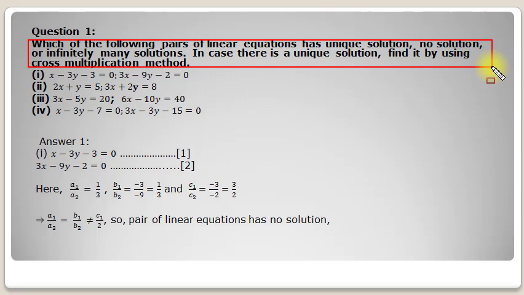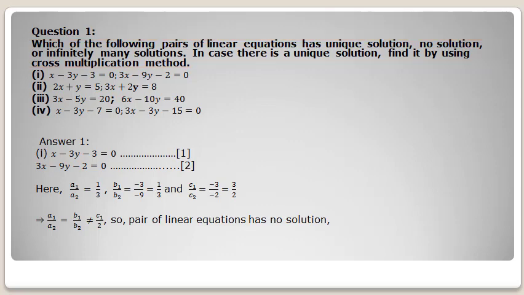In each question, we have to first check which pair of linear equations has a unique solution. If it has a unique solution, then only we can find it by the cross multiplication method. If it has infinitely many solutions or no solutions, then it is not possible to find it by the cross multiplication method. Okay, so in this question, first we will check which pair of linear equations has a unique solution. Then if it has a unique solution, then only we will find it by the cross multiplication method.